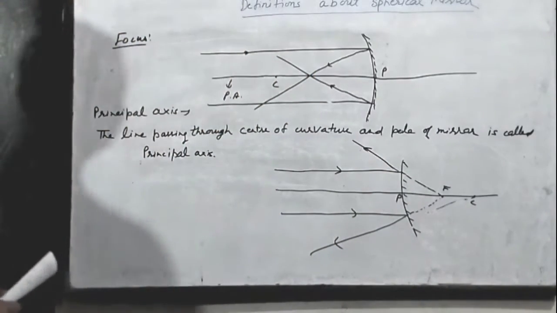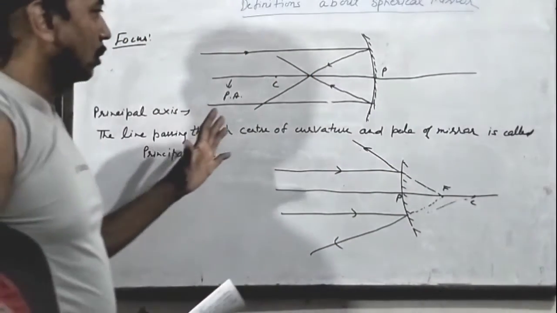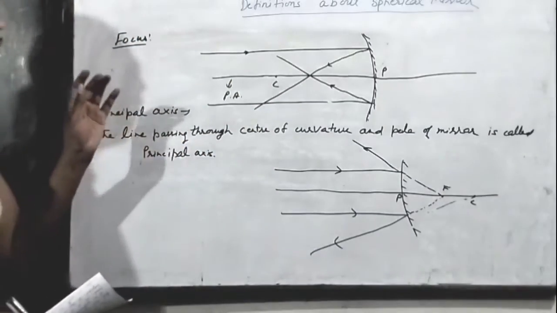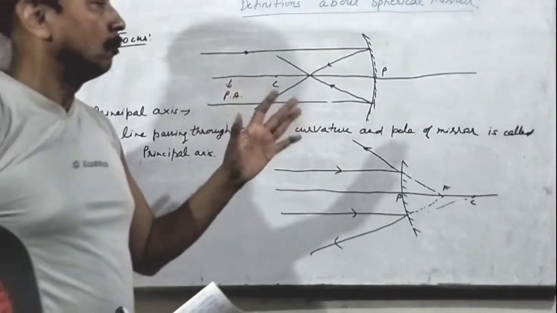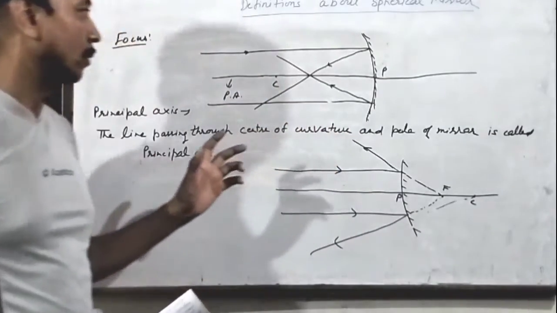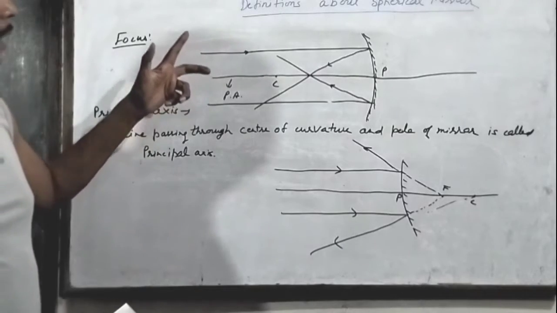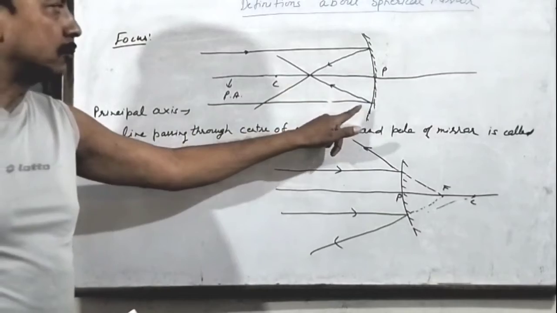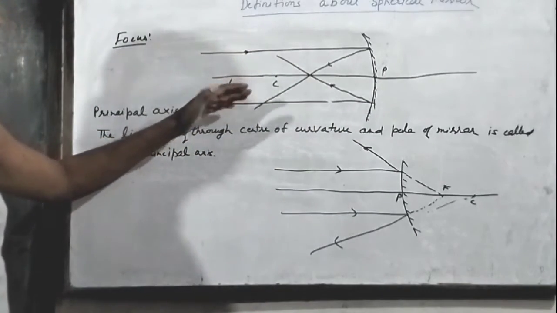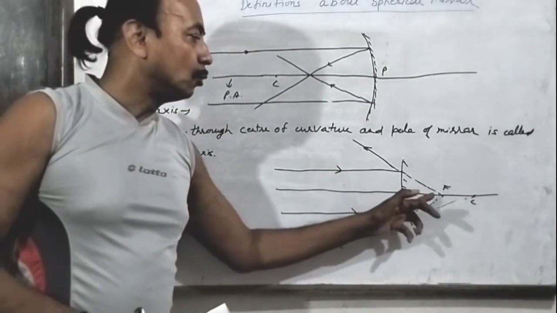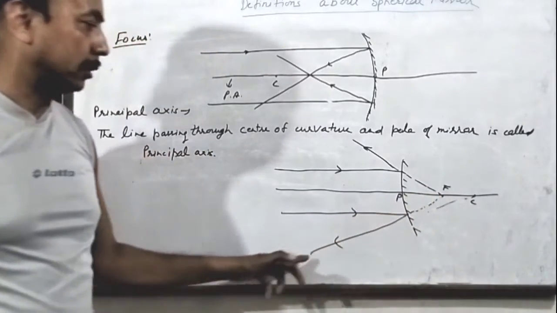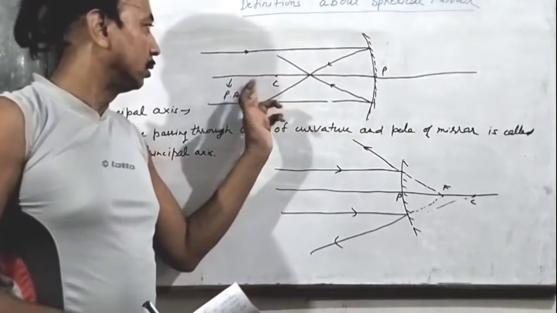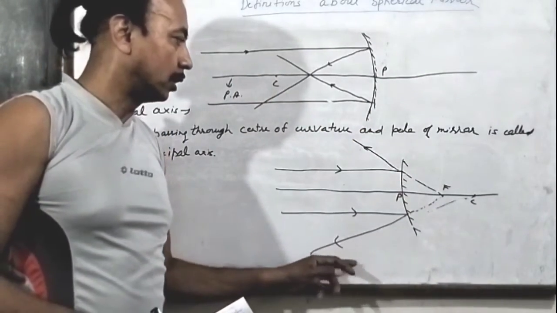We can now see that for focus, all rays must be parallel to the principal axis; otherwise all rays must be parallel to each other. When these incident rays strike the mirror, after reflection either they pass through a fixed point on the principal axis or they appear to come from a fixed point on the principal axis. Both cases may be possible. For a concave mirror, this is the case, and for a convex mirror, this case happens.